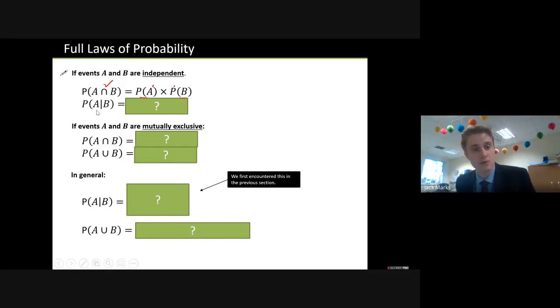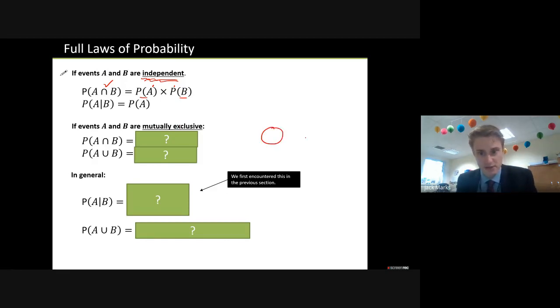How about the probability of A given B? Well, let's just go back to our definition. If they're independent, one does not affect the other. So given B doesn't do anything, it doesn't mean anything here. The probability of A given B is just the probability of A if things are independent, because the definition is that the probabilities do not affect each other. Okay, that's independent.